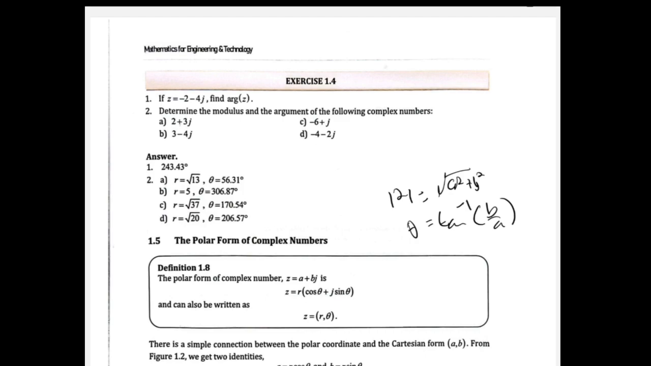The next video will combine these two ideas to write z in polar form using r and theta. Thank you.